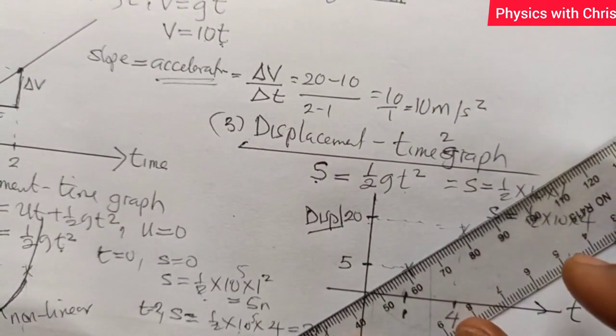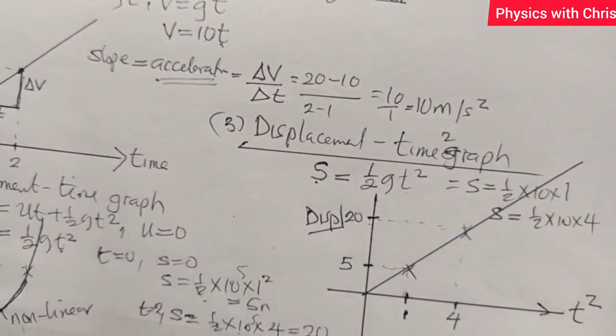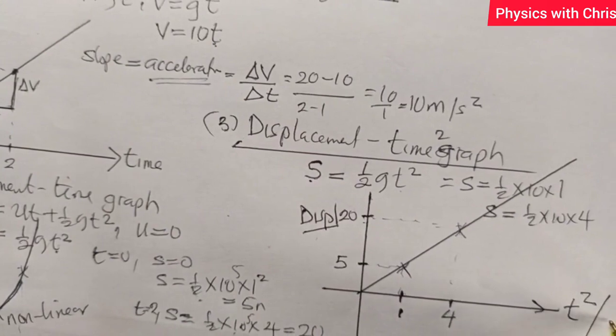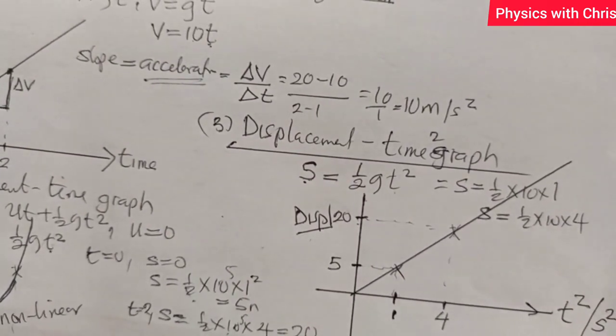And the graph too starts from the origin. So we obtain a straight line graph, the displacement against time squared graph. Of course, we have to indicate the unit, seconds squared. The displacement against time squared graph is a straight line graph that starts from the origin. That shows that the displacement varies linearly with the square of the time.